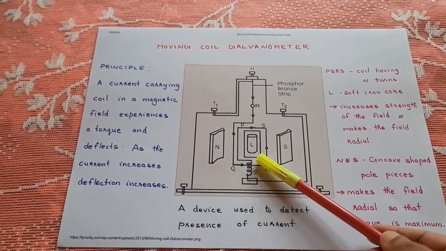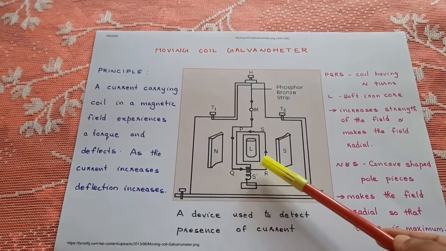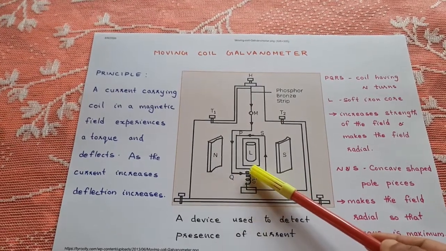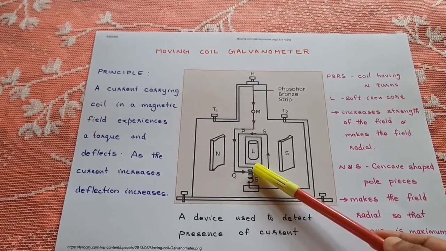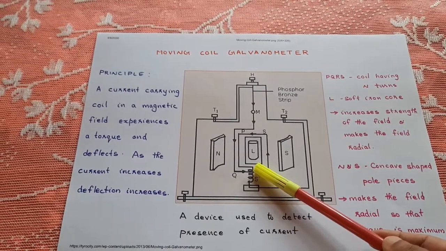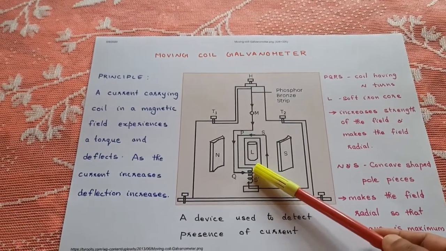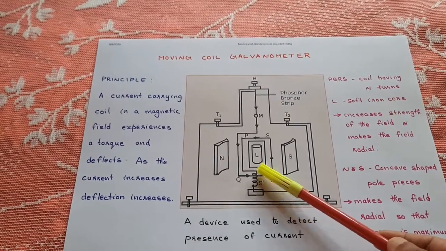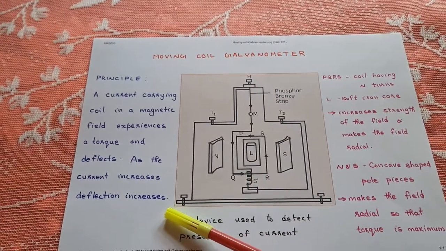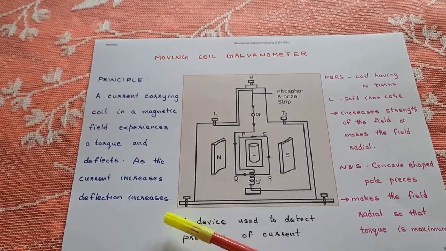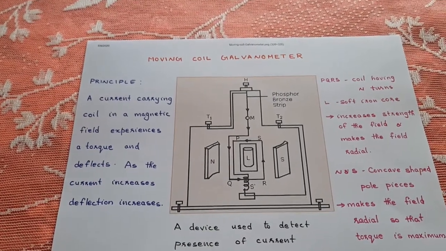When a current carrying coil is kept in a magnetic field, it experiences a torque and the coil deflects. As the current increases, the deflection also increases. So this is the principle of moving coil galvanometer.